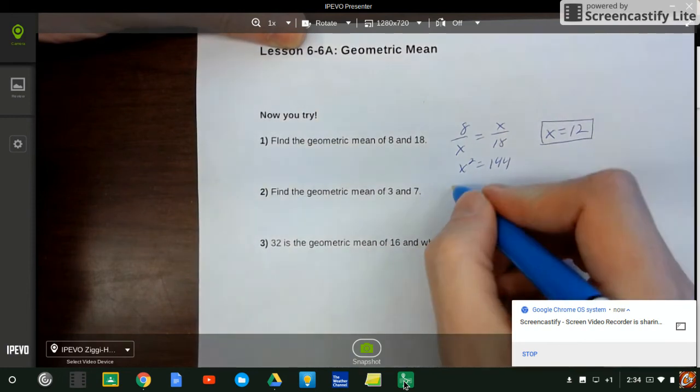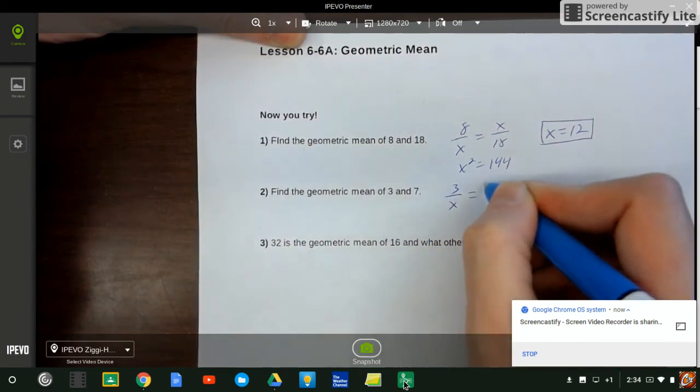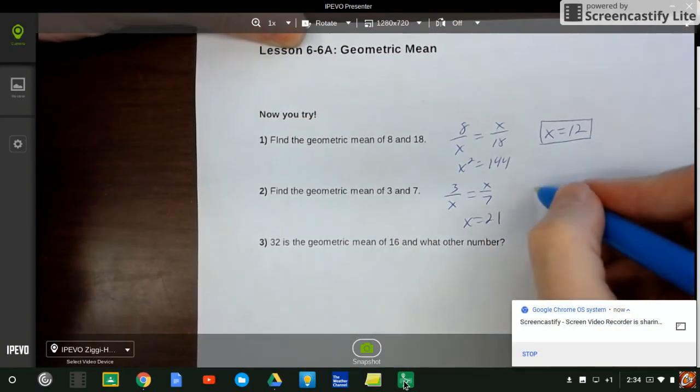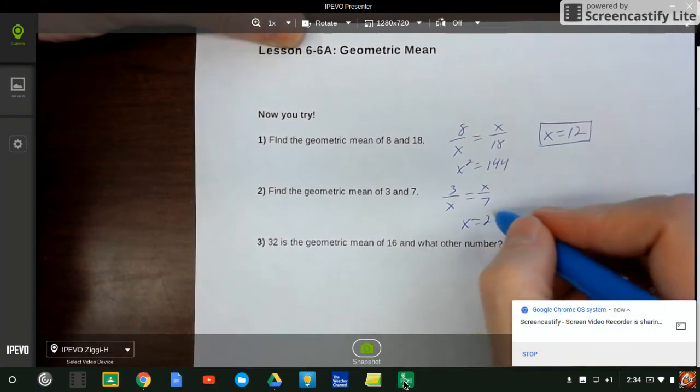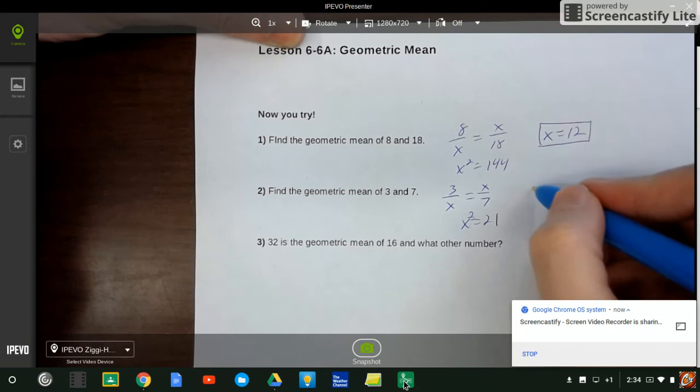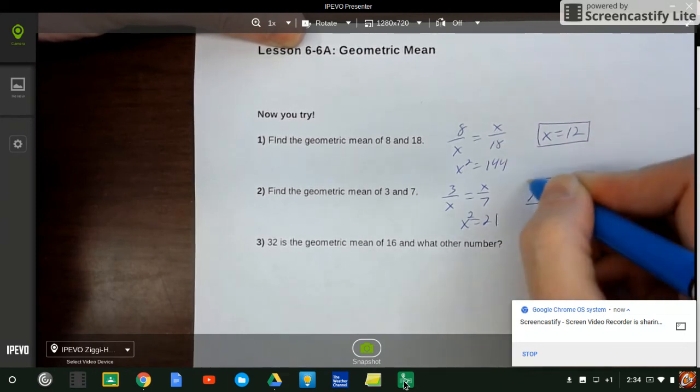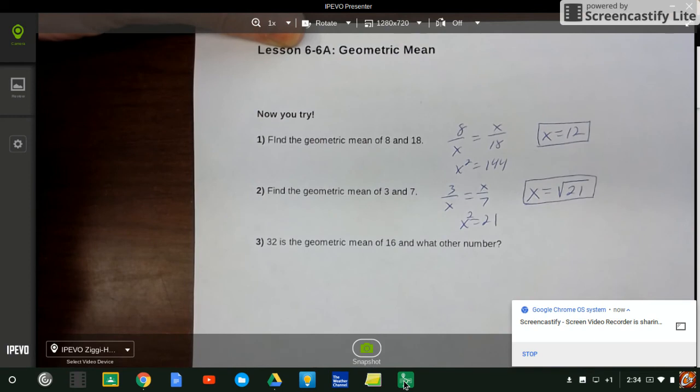How about 3 and 7? So 3 over x equals x over 7. So x squared equals 21. So x equals the square root of 21. And 21 doesn't break down anymore, so we can leave it right there.